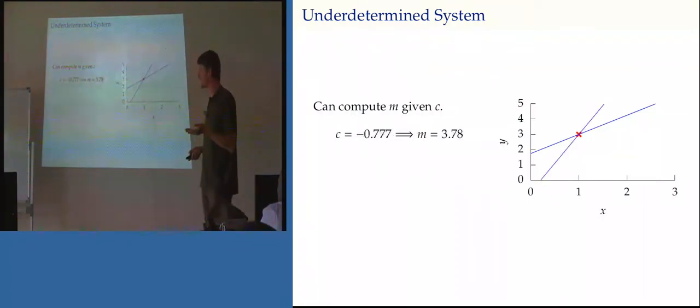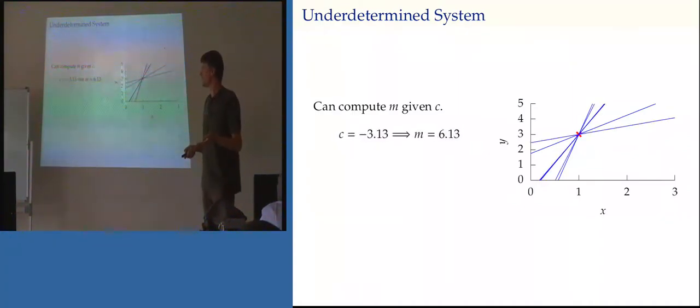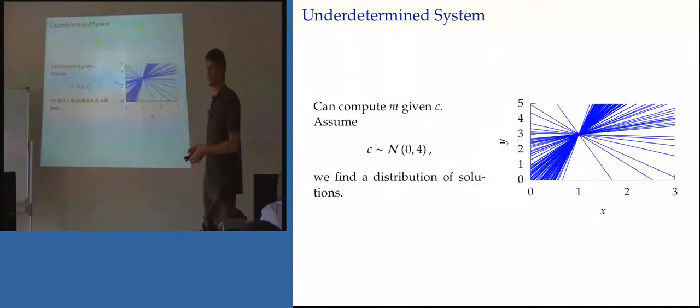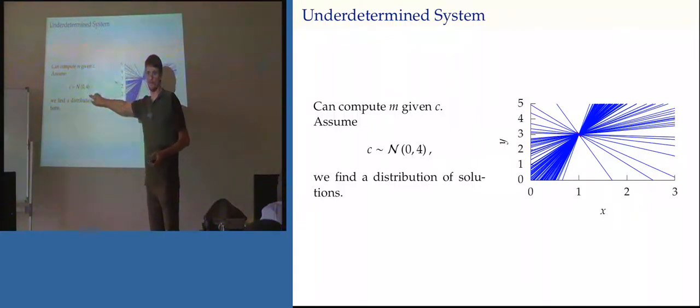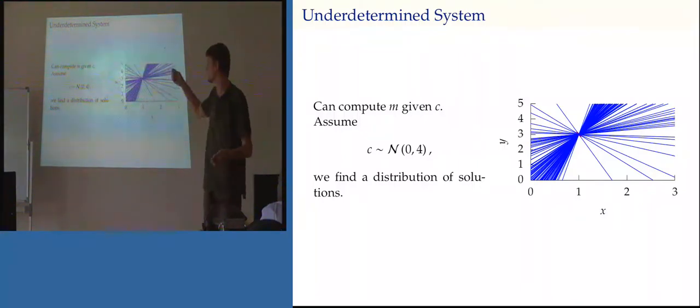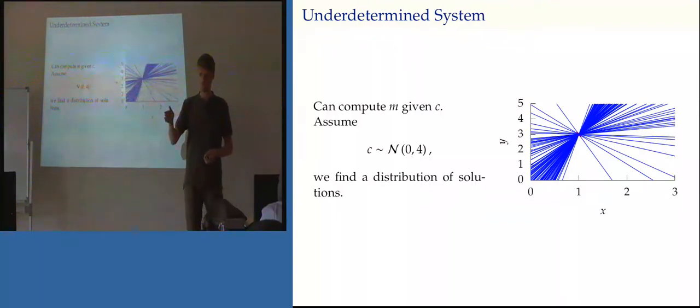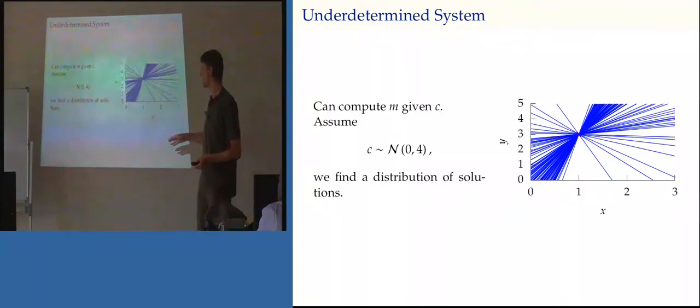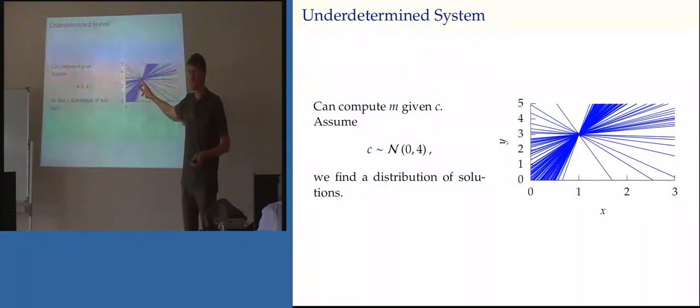Here's an example of the fit if C is minus 0.077. Here's an example if it's minus 4.01. So on. Here's a bunch of examples. If we assume C is drawn from a Gaussian distribution with variance 4, standard deviation 2, that's the family of solutions we get. I love that family of solutions because it is not just telling me where my data point is. It's telling me with a distribution where I'm going to be either side.